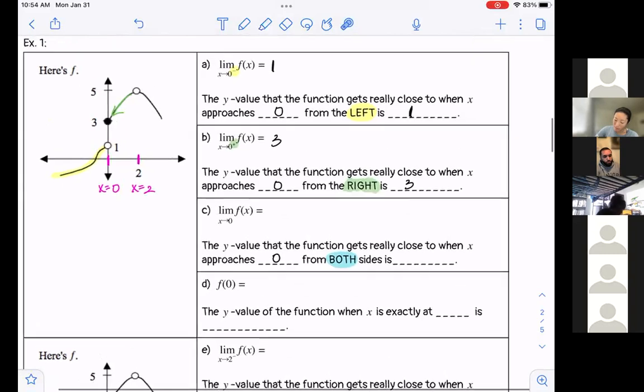What value did we get when we were coming from the left? We got 1. What value did we get when we were coming from the right? We got 3. Now, this is not a trick question. Is 1 equal to 3? No, not in the context of what we're doing. In a different kind of math, sometimes 1 is equal to 3, but that's a different story for a different time. So 1 is not the same as 3.